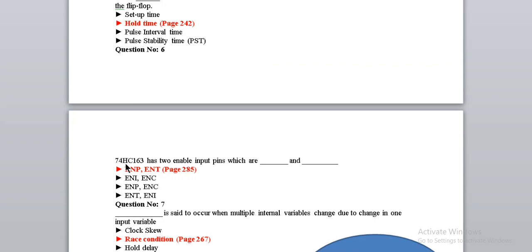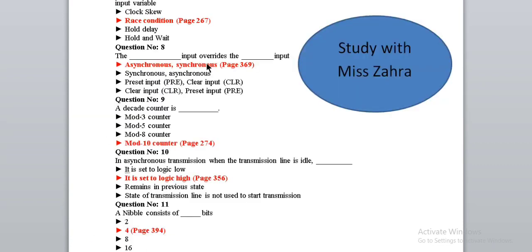Next is: 74HC163 has two enable input pins which are ___ and ___: ENP and ENT. ___ is said to occur when multiple internal variables change due to a change in one input variable: race condition. Next is: the ___ input overrides the ___ input. Asynchronous input overrides the synchronous input.